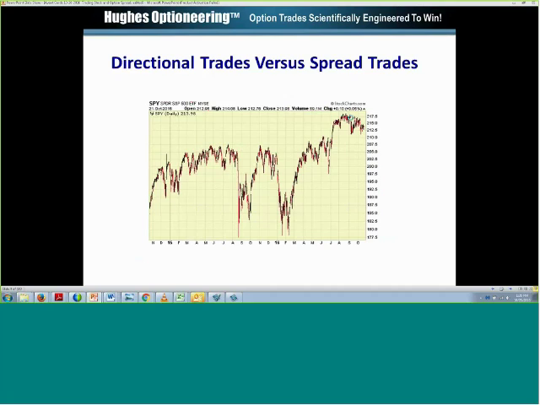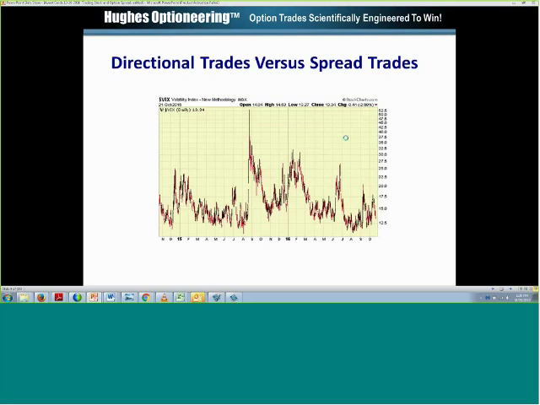So here's a daily price movement of the S&P over the last couple of years, and as I mentioned, not much trend, a lot of volatility. You can see all these declines here. You know, if you entered a call option trade and your timing was bad, you could easily get stopped out in this kind of a market. So that's the disadvantage of directional trading.